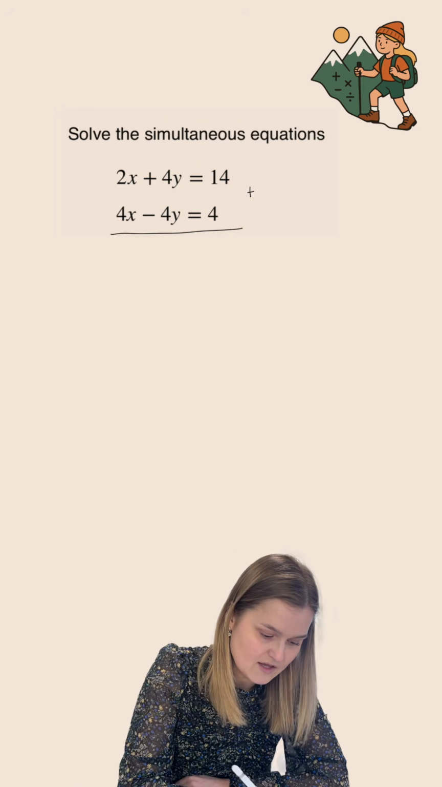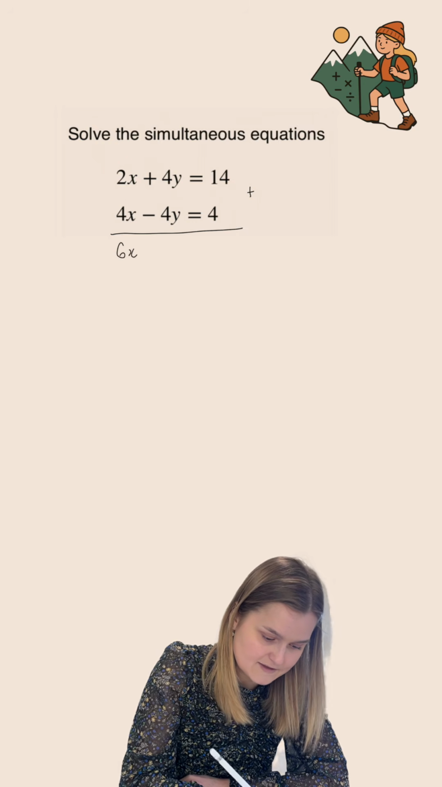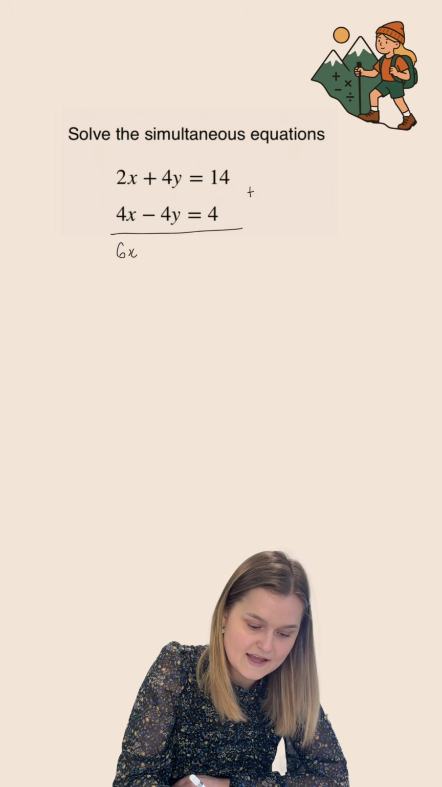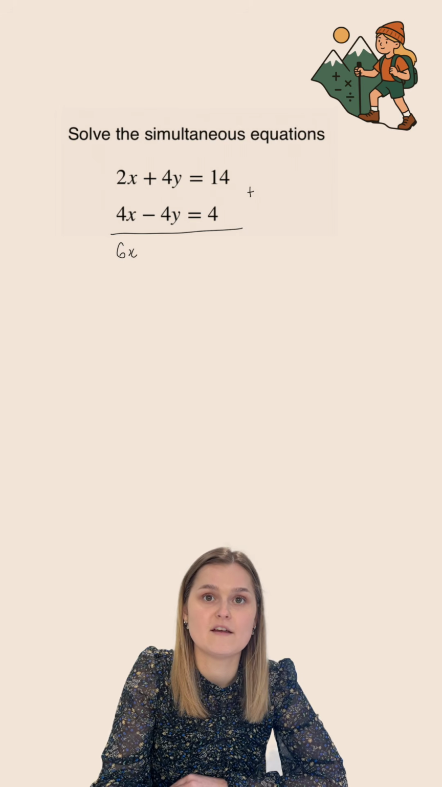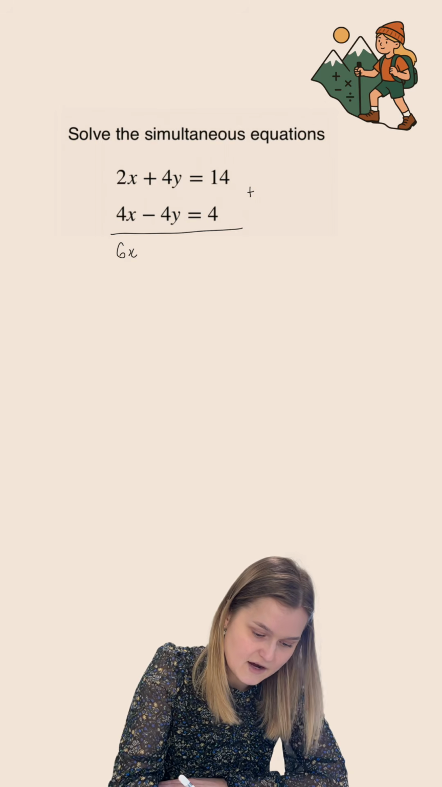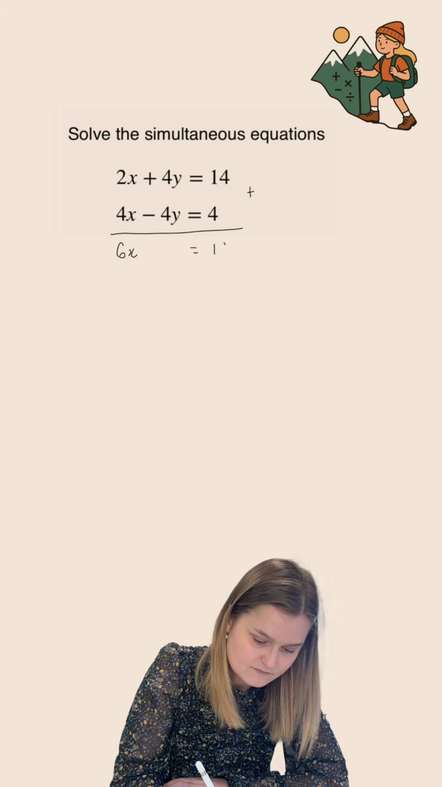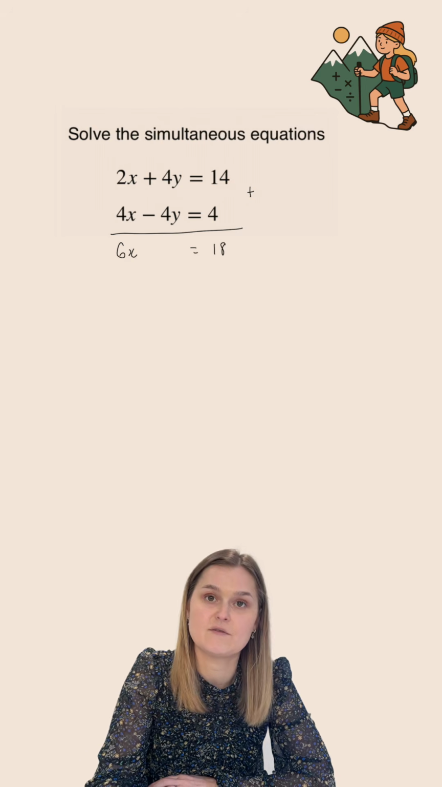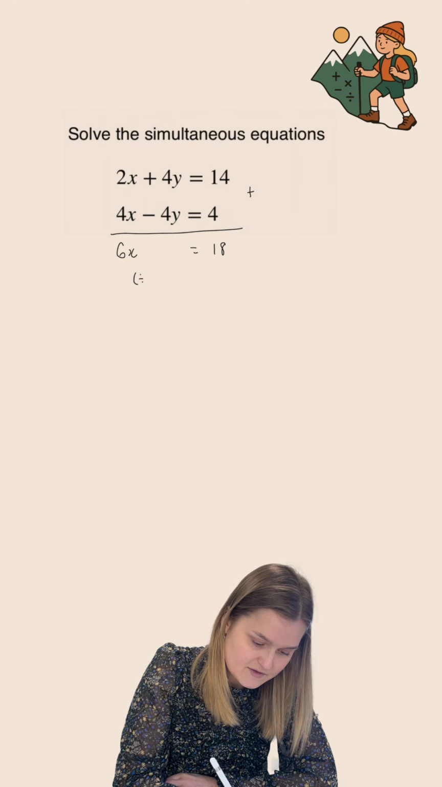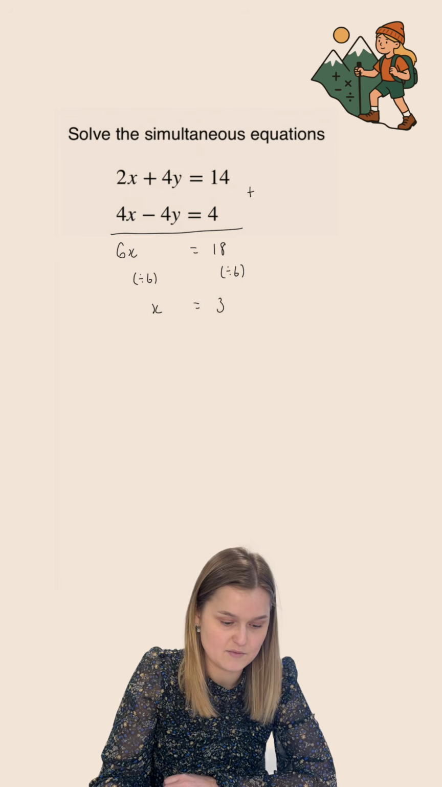So let's do this. First of all, we're doing 2x add 4x, which gives us 6x. We're then doing 4y add negative 4y, which gives us 0, and the y variable has now disappeared. And then on the right hand side, we're doing 14 add 4, which gives us 18. So we now have that 6x is equal to 18. If I divide both sides of this by 6, then I end up with x equals 3, and I've now worked out the x variable.